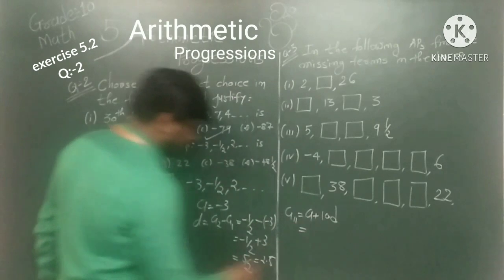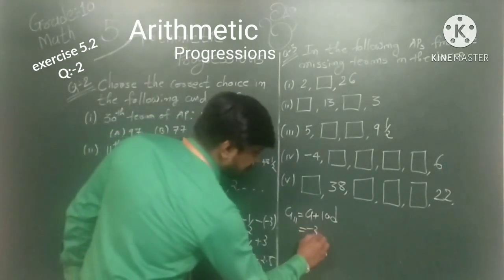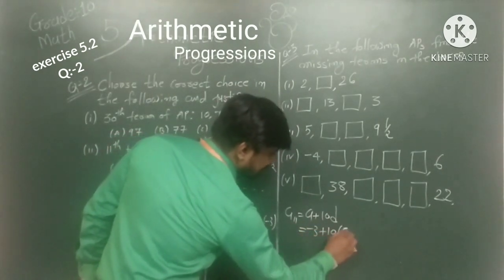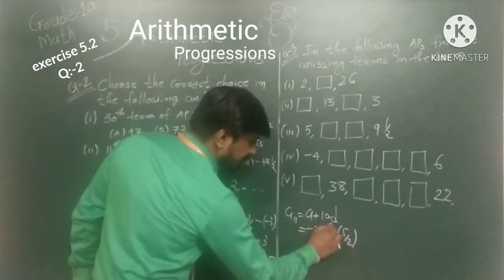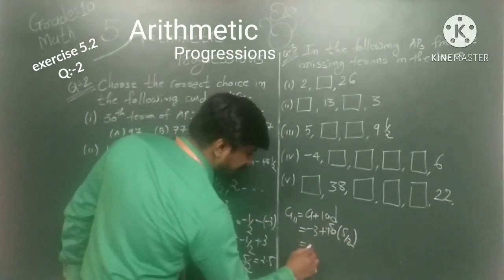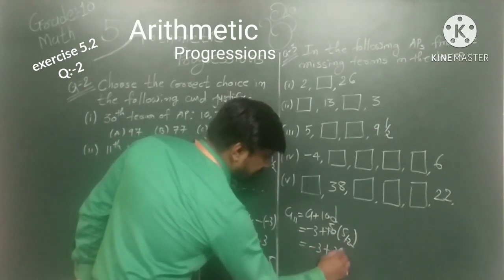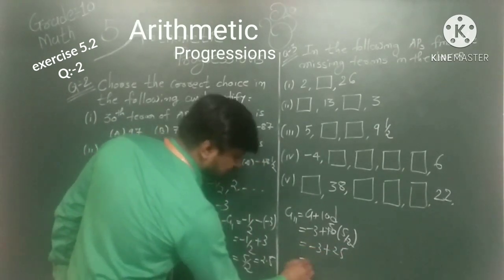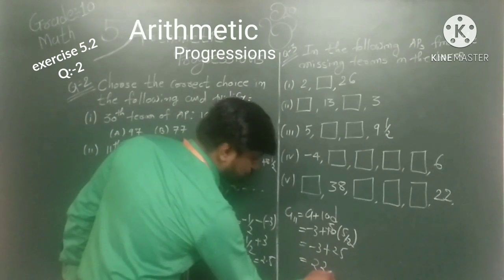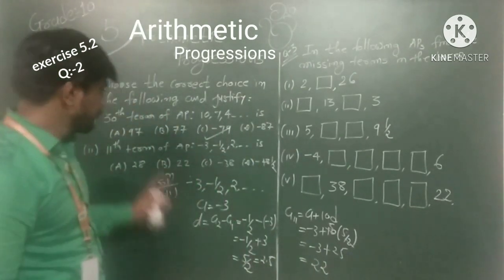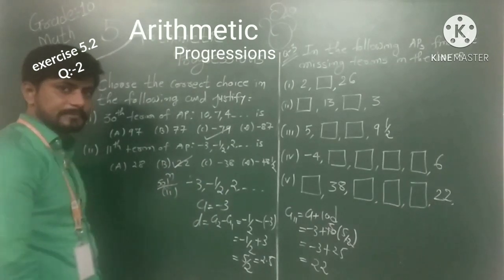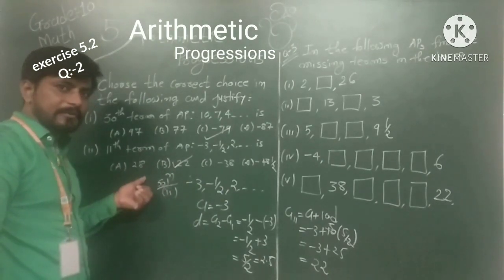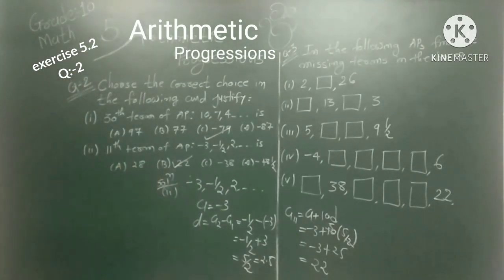Now put the value of A. What is A? Minus 3 plus 10, and what is D? 5 upon 2. Here the 2 and 10 cancel, 5 fives are 25, minus 3 plus 25 is 22. So here what is the correct one? This one, B option is the correct one. Got it, everyone?